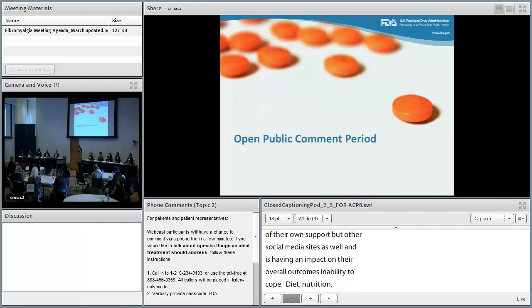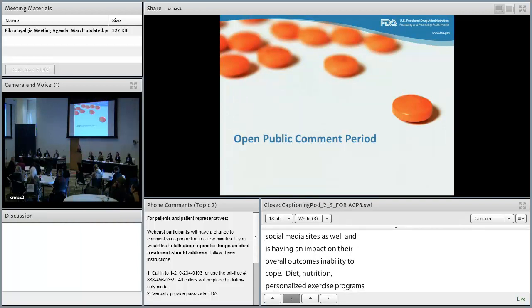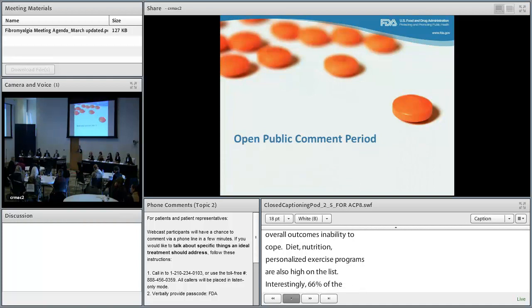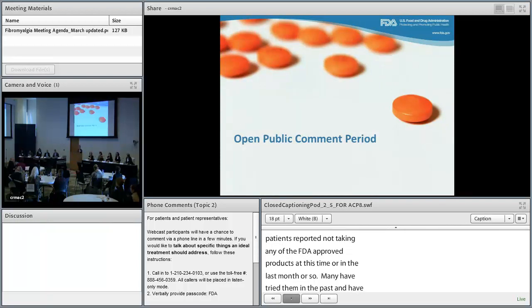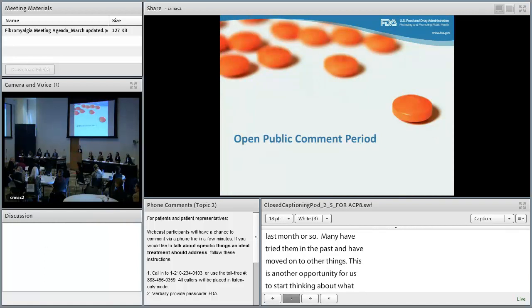Diet, nutrition, and personalized exercise programs were also high on the list. Interestingly, 66% of the patients reported not taking any of the FDA-approved products at this time or in the last month or so. Many have tried them in the past and have moved on to other things. So this is another opportunity for us to start thinking about what other things they are taking. So 52% of those patients reported taking some other prescription medication. We have the metadata to start telling you what they're taking and why they're taking it so that we have that off-label information that could be quite useful in terms of thinking about next steps in new drug development.